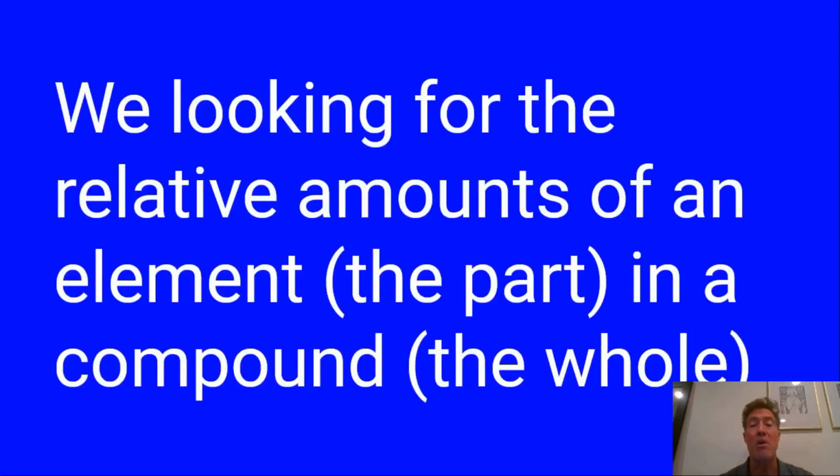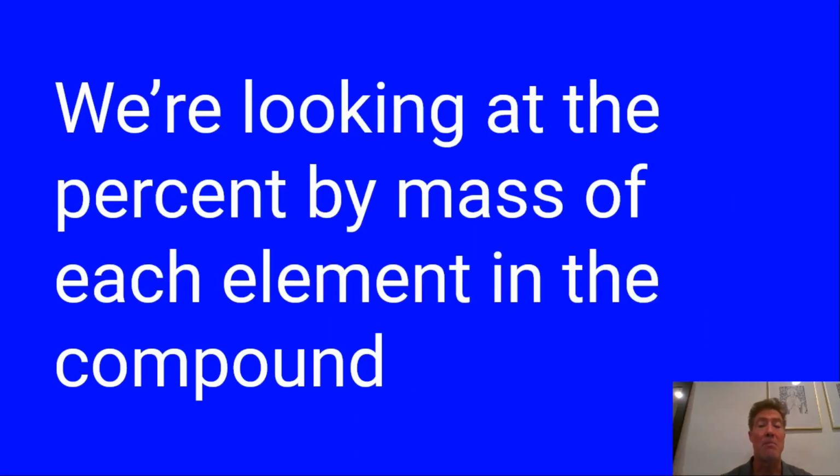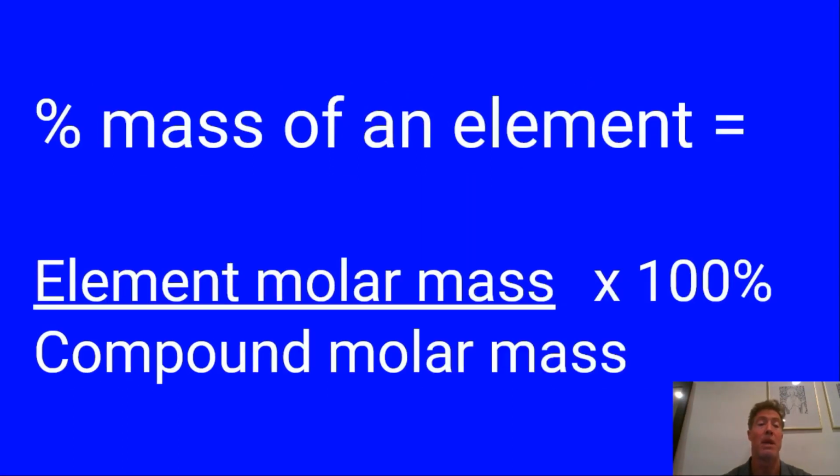So percent composition is simply how much is the part compared to the whole. We're looking for the relative amounts of an element, that's the part, in the whole or total compound. So how much does the part weigh compared to what the whole amount weighs? We're looking at the percent by mass of each element in the compound. And so here's what we're going to do. Percent mass of an element equals the element's molar mass, that's the part, divided by the whole mass, the mass of the whole compound, and then we multiply that fraction by 100%.